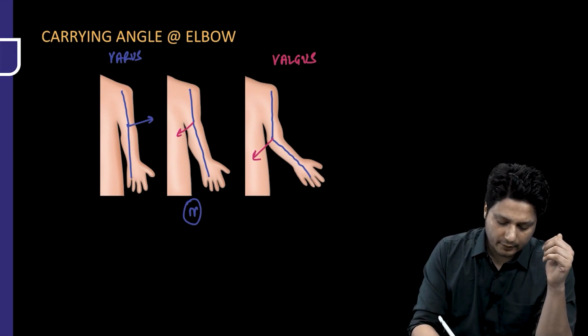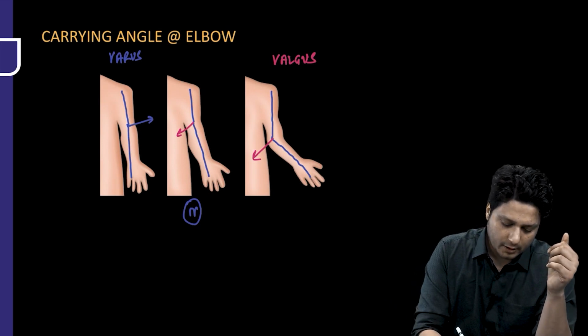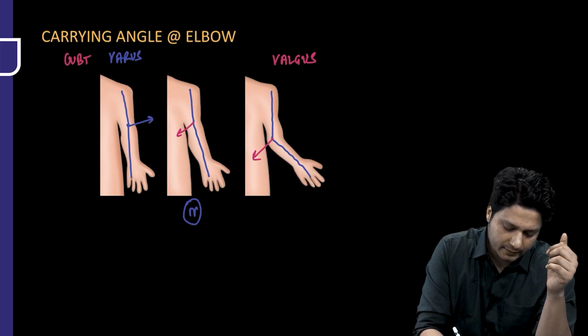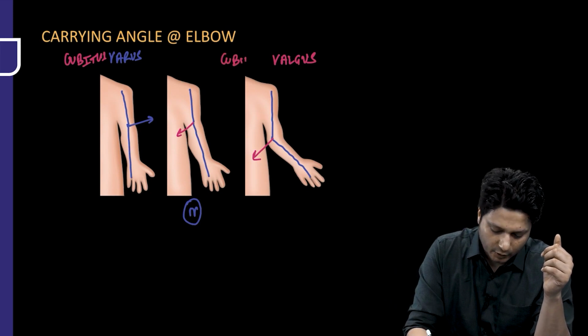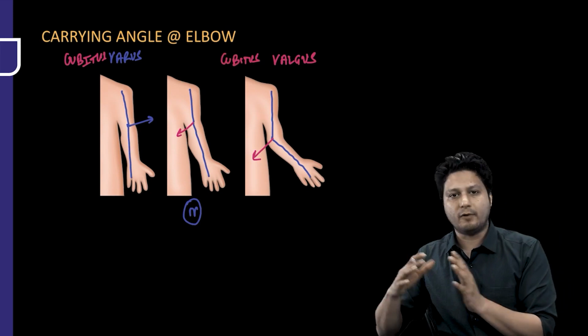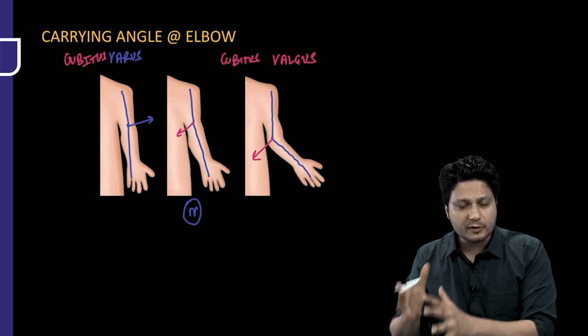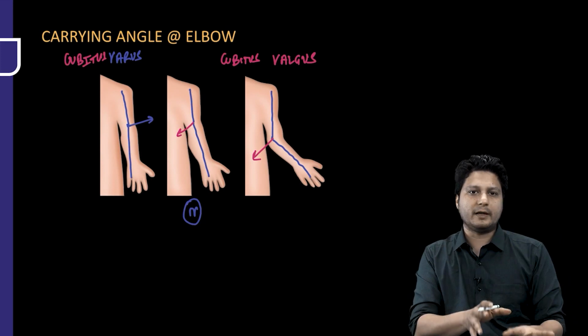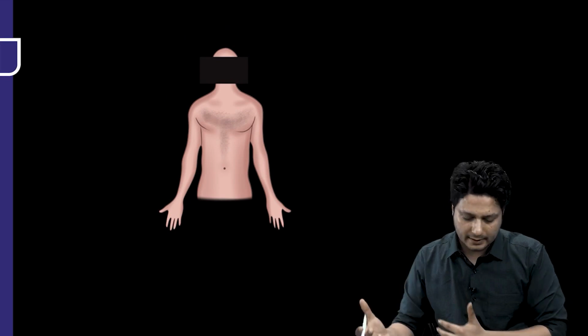So if the patient is presenting with this kind of a deformity at the level of the elbow, you call it cubitus varus. While if the patient is presenting with another sort of deformity, you call it cubitus valgus deformity. Alright. So carrying angle is a normal anatomical perspective, associated with deformities related to this carrying angle. One is cubitus varus and the other one is cubitus valgus, which we will come to know in later sessions.